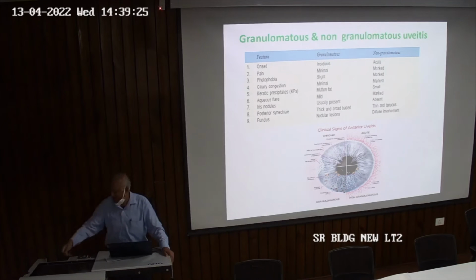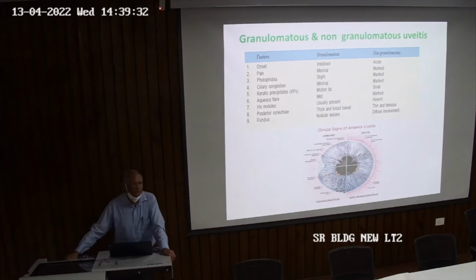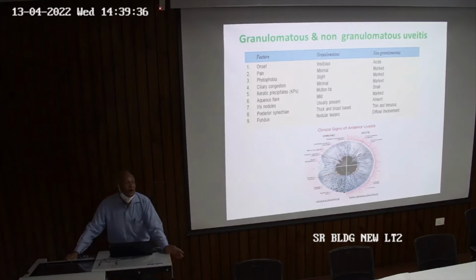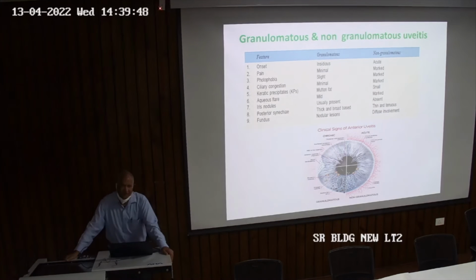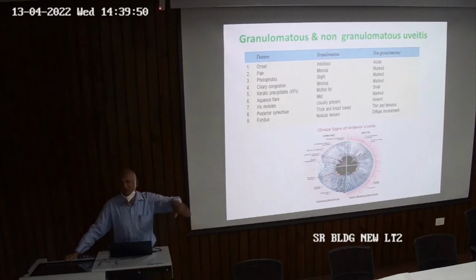Suppose a case comes to you. The patient gives a history of acute onset, three to five days of pain, photophobia, and diminution of vision, acute in nature. We will think it is non-granulomatous. Just make a picture. Then you see whether the circumcorneal congestion is marked or not. If there is less circumcorneal congestion, think about granulomatous, because it is chronic in nature.